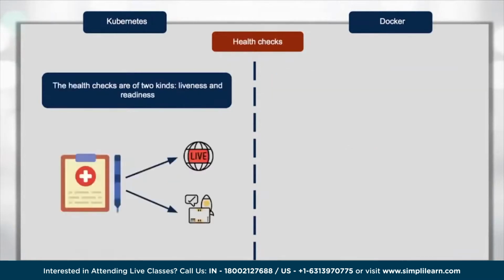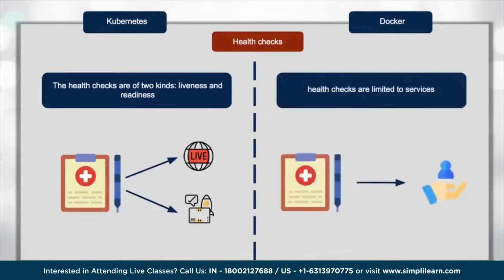Kubernetes is going to run health checks on the liveness and readiness of your entire environment. So not just one container, but tens of thousands of containers. Whereas Docker is going to limit the health check to the services that it's managing within its own containers.